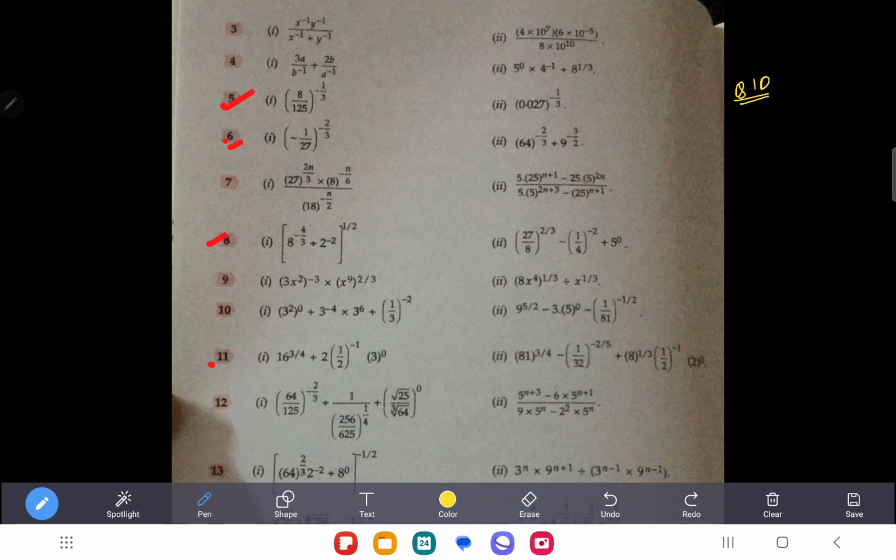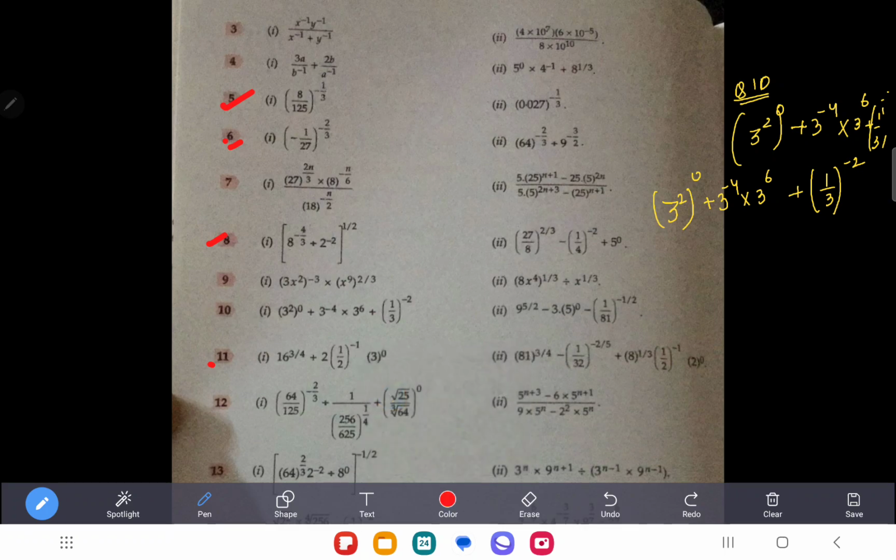So the 10th question is 3 raised to power 2 raised to power 0 plus 3 raised to power minus 4 times 3 raised to power 6 plus 1 over 3 raised to power minus 2. What does it mean? The first part, when it says 3 to the power 2 bracket 0, that means everything is 1. So then the first part will be 1.